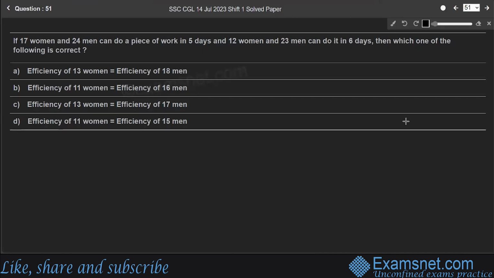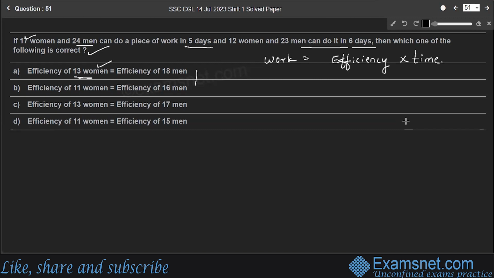Question 51. If 17 women and 24 men can do a piece of work in 5 days and 12 women and 23 men can do it in 6 days, then which one of the following is correct? Here, according to the given options, we need to compare the efficiency of men and women, right? Here, students, we are using the concept that work is equal to efficiency into time.